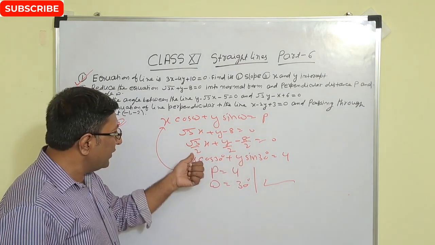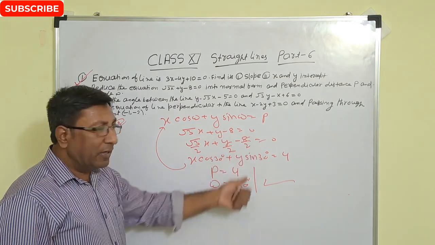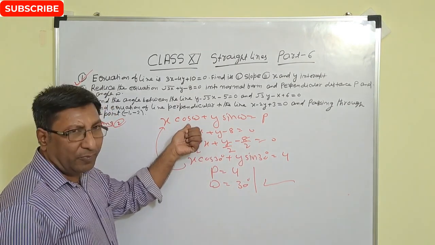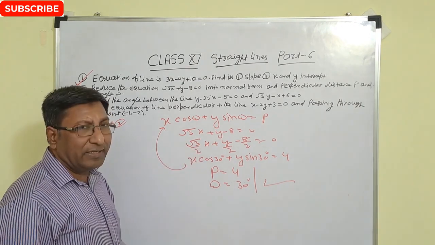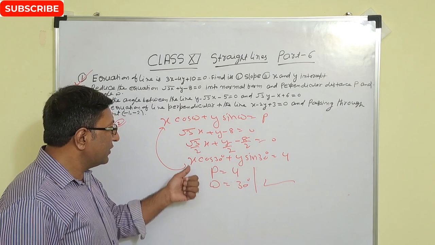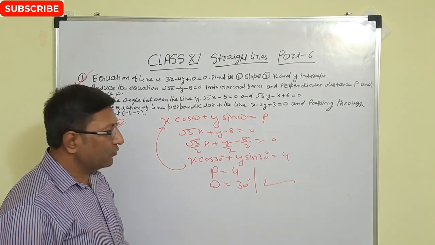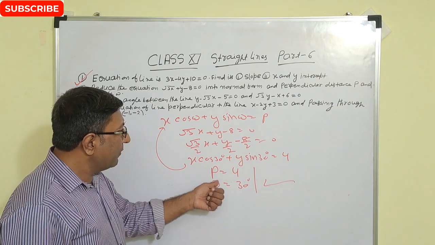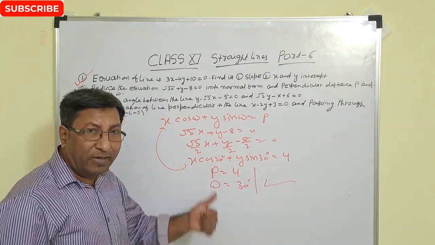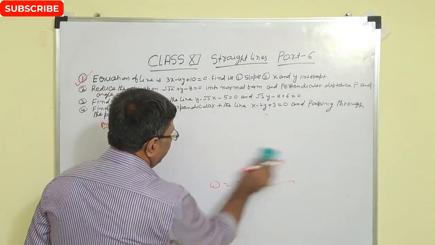So root 3 x by 2 plus y by 2 minus 8 by 2 equal to 0. Now you know this is the coefficient of x, so by formula it is x cos omega. So we can write root 3 by 2 as cos 30 degrees and half as sin 30 degrees. So this is x cos 30 plus y sin 30 equal to 4. So our correct answer is what? The perpendicular distance p is 4 and theta, that is omega, equal to 30 degrees.